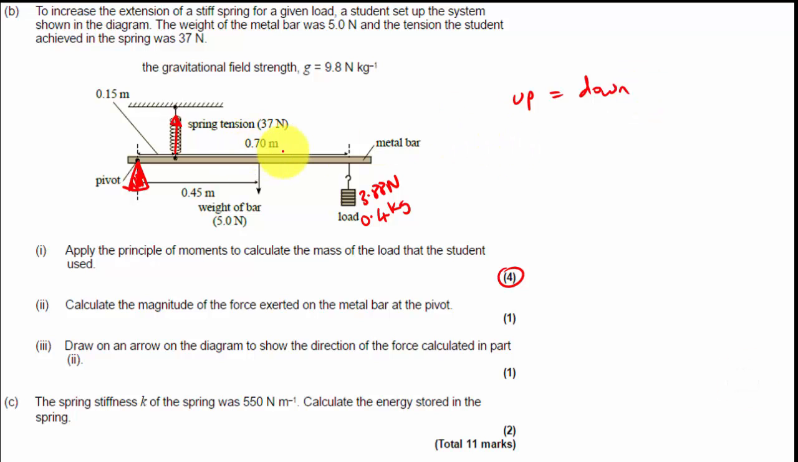So we have 37 newtons up, we have 5 newtons down, plus 3.88 newtons down. You can see that this is not going to add up to 37. So we must have an additional force down that is coming from the pivot, a downward force. We'll call that force P. So you can simply do 37 minus 5 plus 3.88.